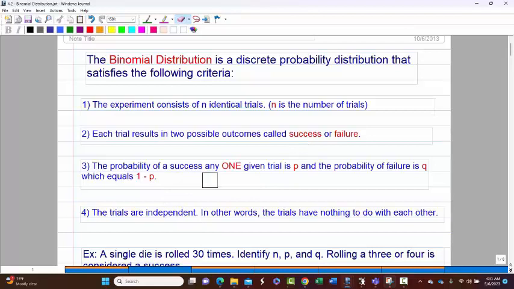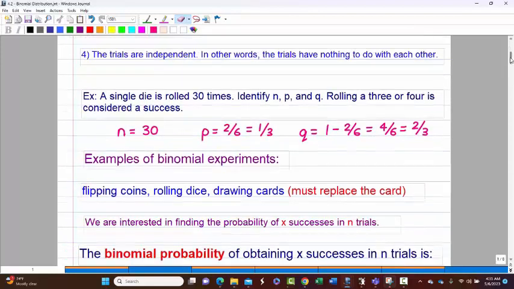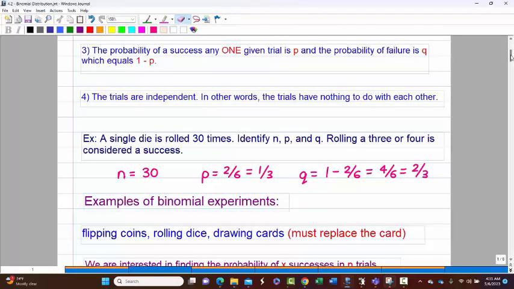Now, the probability of success on any one given trial is denoted by lowercase p. Capital P is the variable we use for probability, just like the probability of a certain number of successes. And Q is the letter they use for probability of failure, and Q, because it's the complement of P, is just 1 minus P. So that's what the Q represents, the complements of each other, success and failure. The trials are independent and have nothing to do with each other.